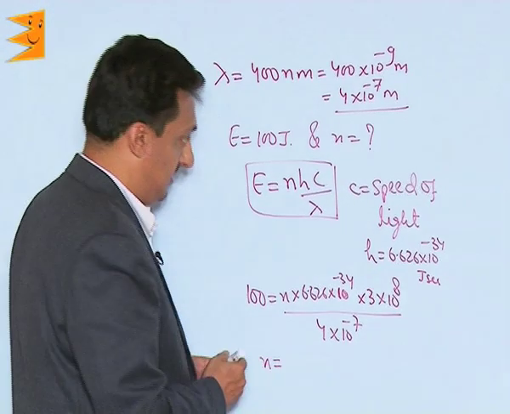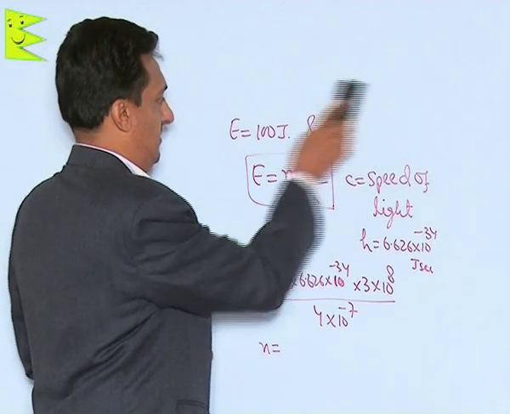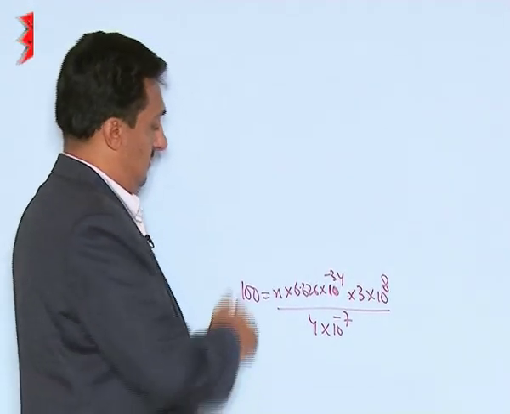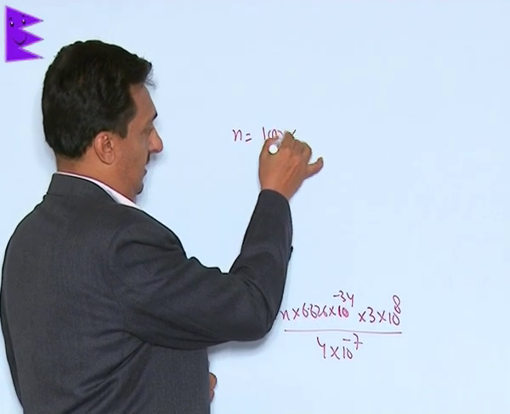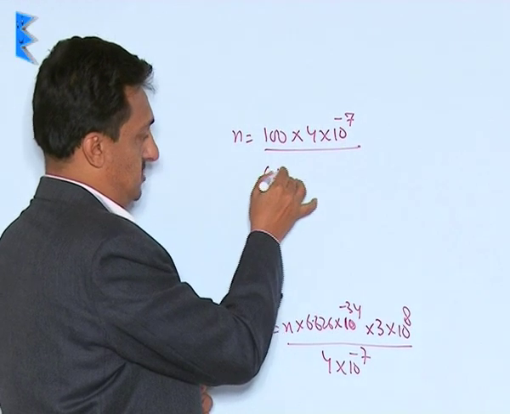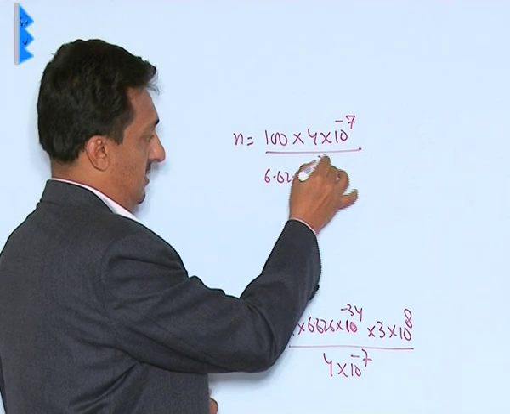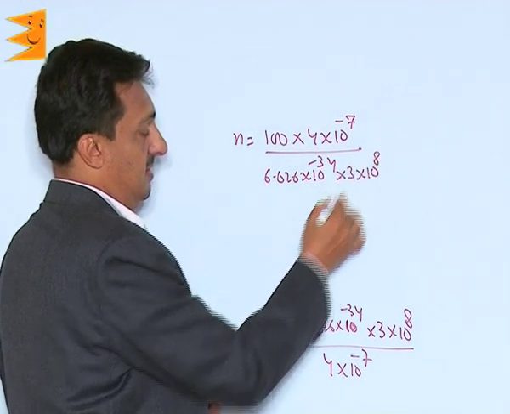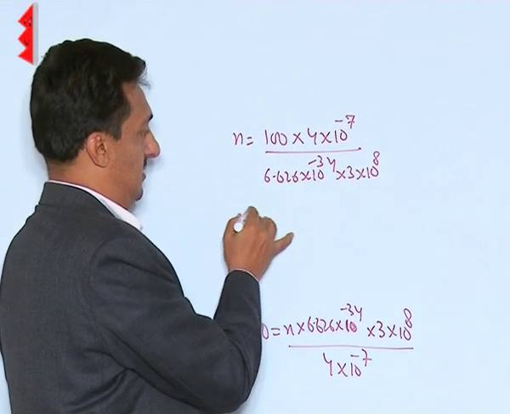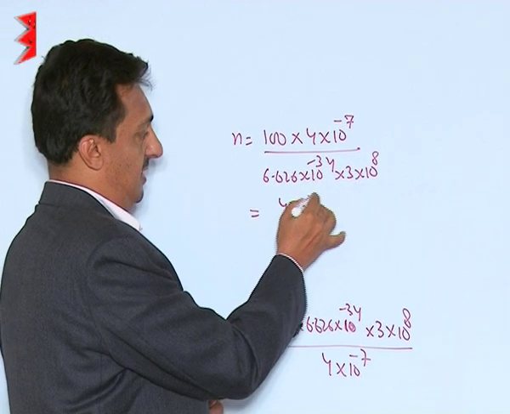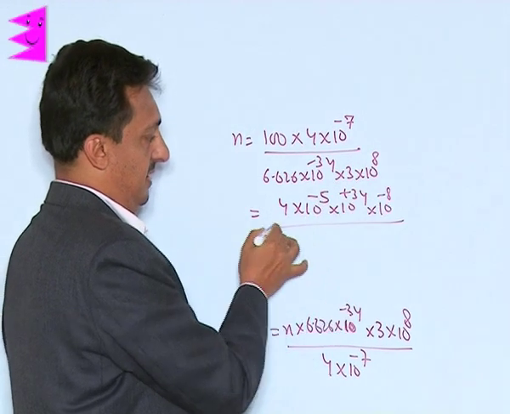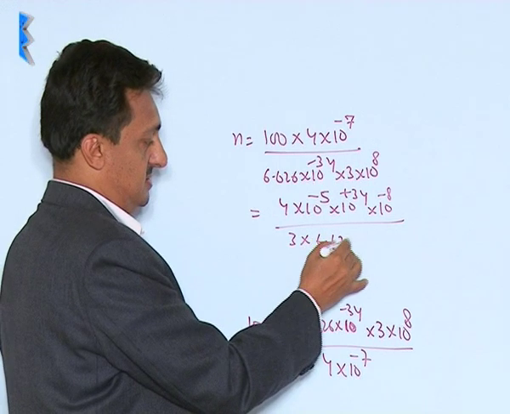We are now supposed to find out N. Let us do that here. This N will be 100 into 4 into 10 to the power minus 7 upon 6.626 into 10 to the power minus 34 into 3 into 10 to the power 8. So this comes out to be 34.6. We can do this. This will be 4 into 10 to the power minus 5 into 10 to the power plus 34 into 10 to the power minus 8 upon 3 into 6.626.